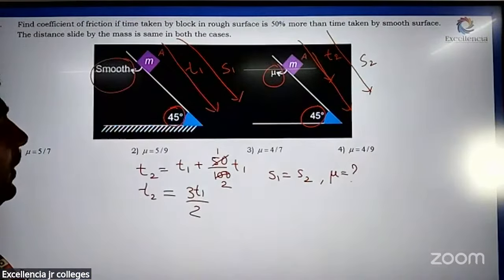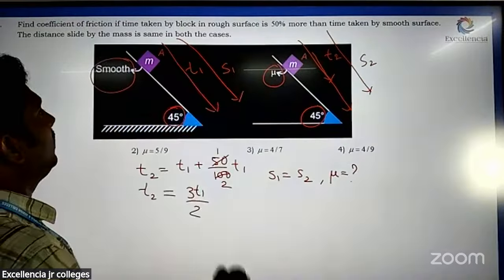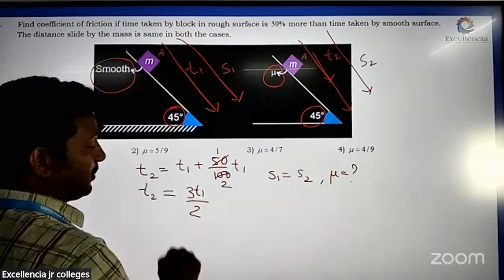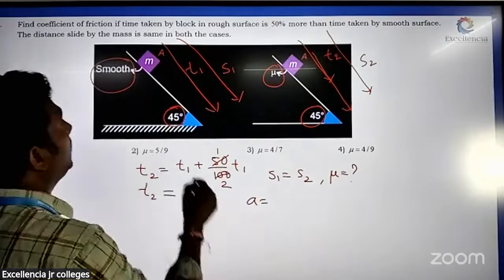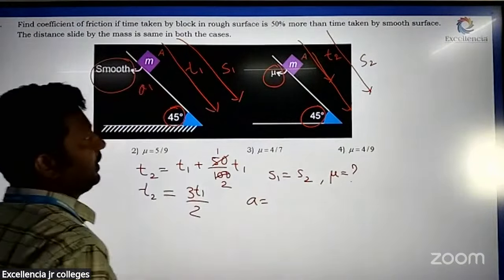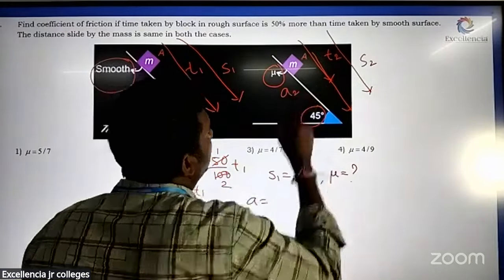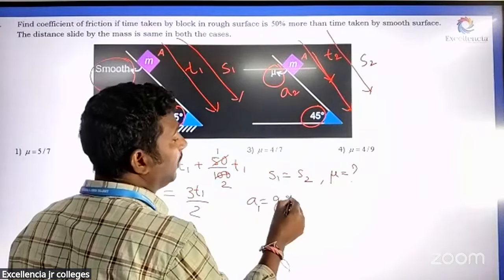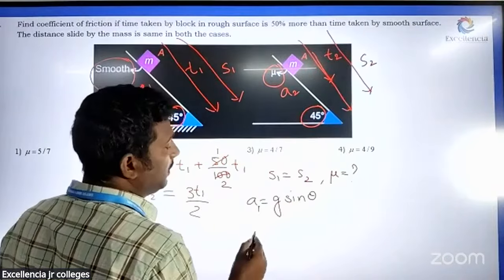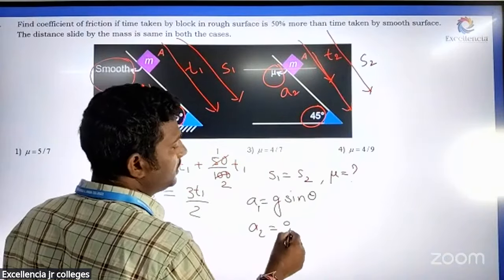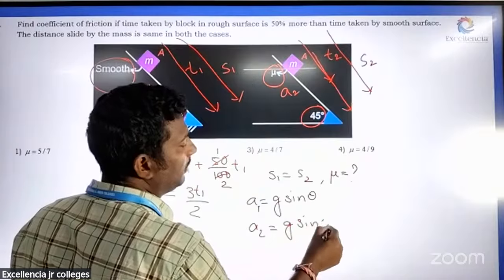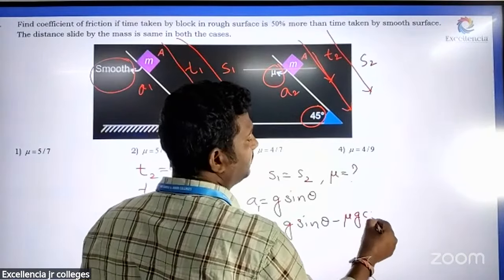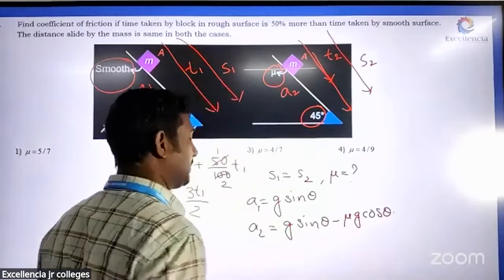We know that, students, both start from rest. For the smooth plane the acceleration is A1, and in the rough case the acceleration is A2. A1 equals g sin theta, whereas A2 equals g sin theta minus mu g cos theta.